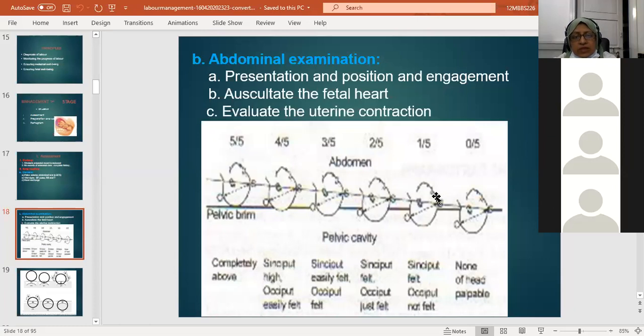Then we listen to the fetal heart sounds. If you have the facility for CTG, you can do the CTG, apply the belt over the maternal abdomen, and do the CTG.